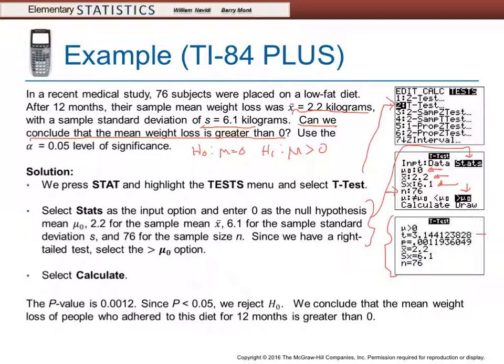It tells us what the t-value is, and it gives us a p-value of 0.00119. So in this particular case, the p-value is 0.0012, and we reject H naught at the 5% significance level. And we conclude that the mean weight loss of people who adhere to this diet for 12 months is greater than 0.